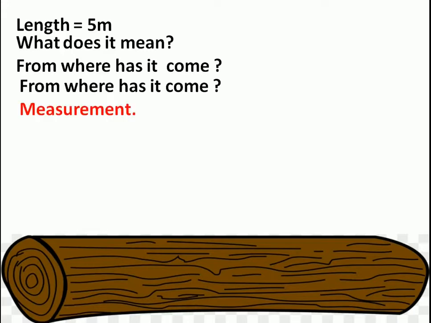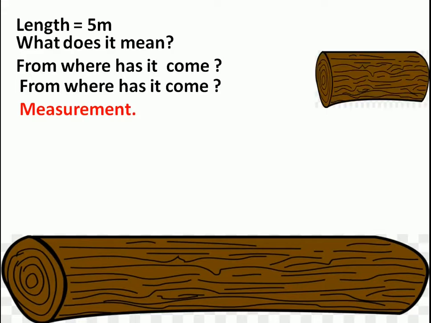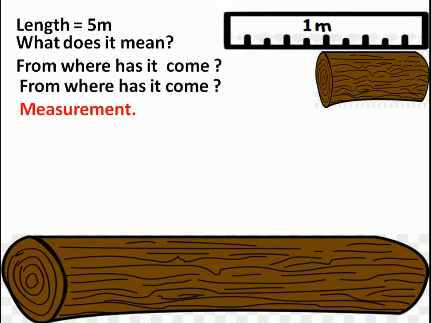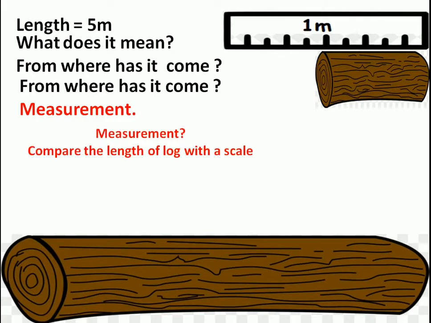The answer to the second question is, it has come from measurement. So we measure the log. But how do we measure the length? By another log? No, we need to have a scale. So we measure the length with a scale. Then how do we measure? We compare the length of this log with this scale, and this comparison is called measurement.